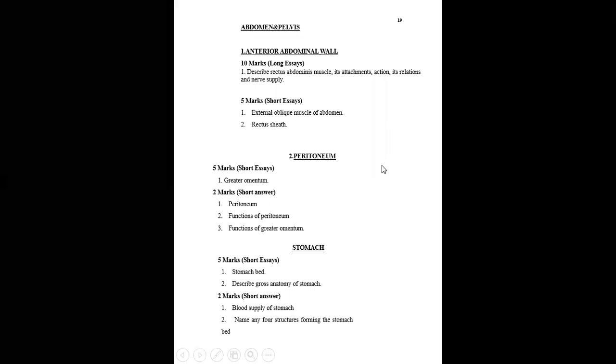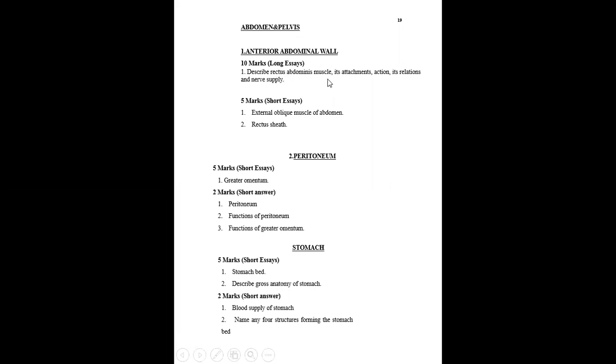Today we'll see important questions of anatomy from the abdomen chapter, abdomen and pelvis, for the BPT students, Bachelor of Physiotherapy. From the anterior abdominal wall, 10 marker question.